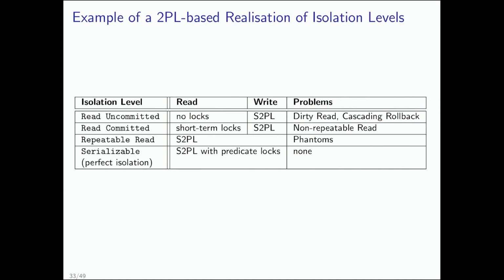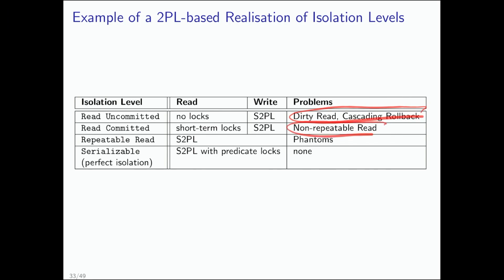Here you see the write operations are always with respect to strict 2PL. That's unchanged. Whatever your isolation level, it's always strict 2PL. But what I'm changing is the read locks. With read committed, I will use short-term locks: immediately before the read operation you acquire the read lock, and immediately afterwards you give it back. If you do something like that, you avoid dirty read and cascading rollback. However, you still have a non-repeatable read.